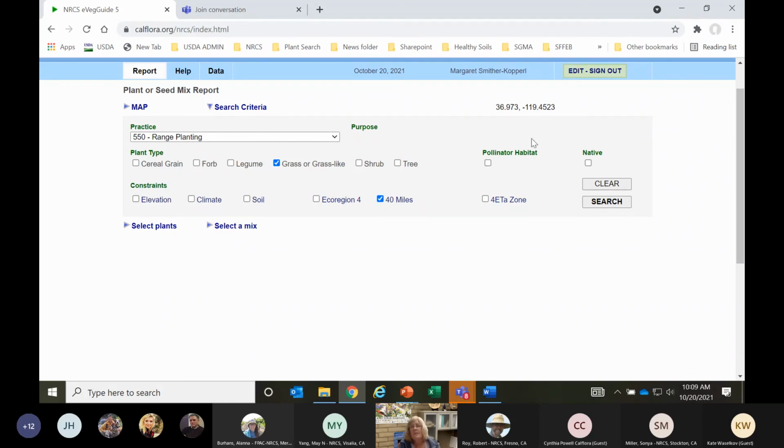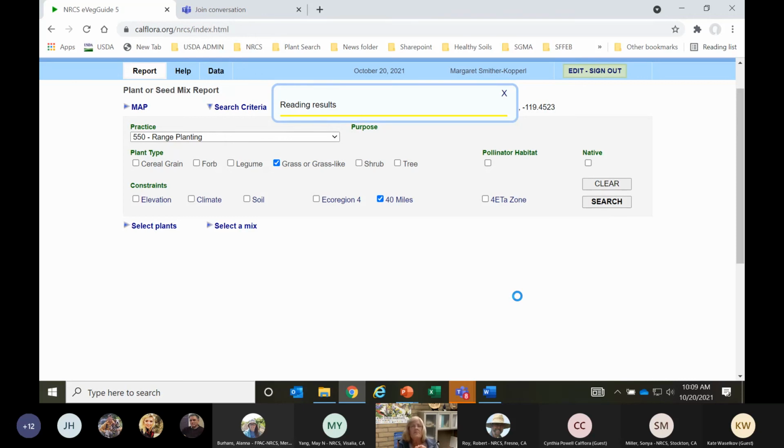Pollinator habitat, for this I don't worry, and I'm going to go for everything. So I'm just going to search, see what we find, this location. And it'll take a little while to come up because, you know, it's going through.